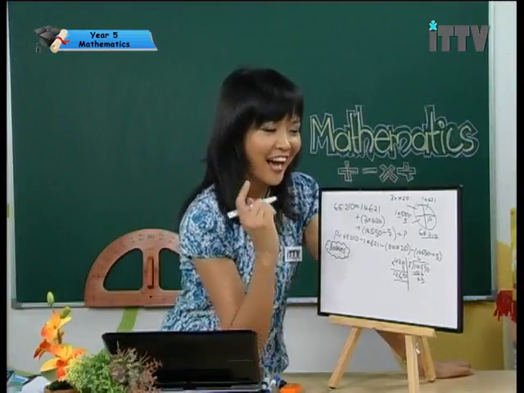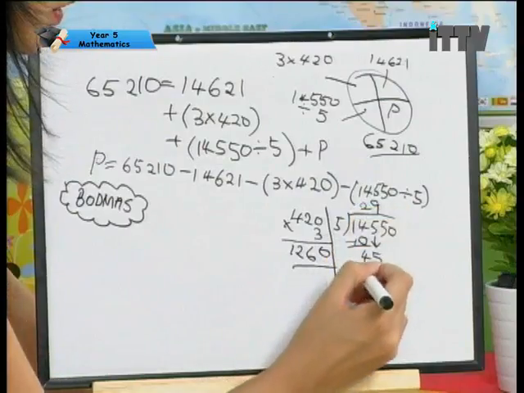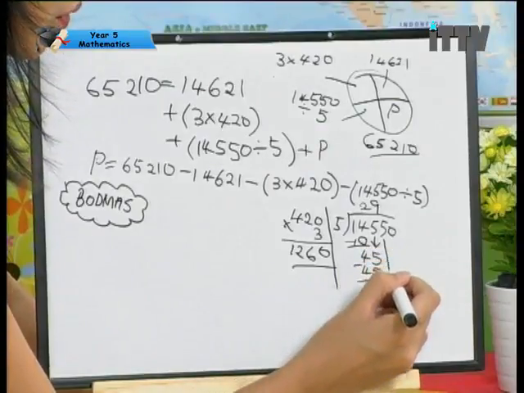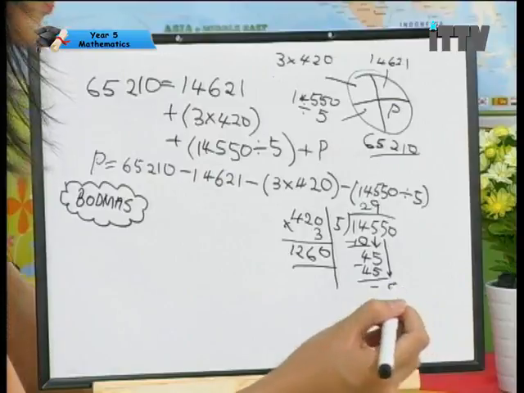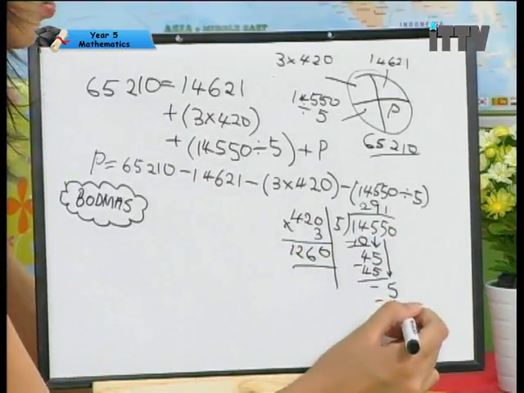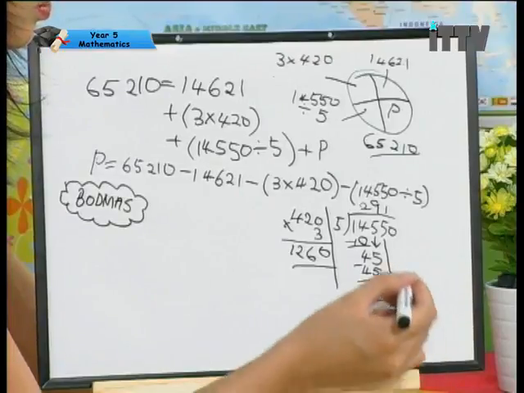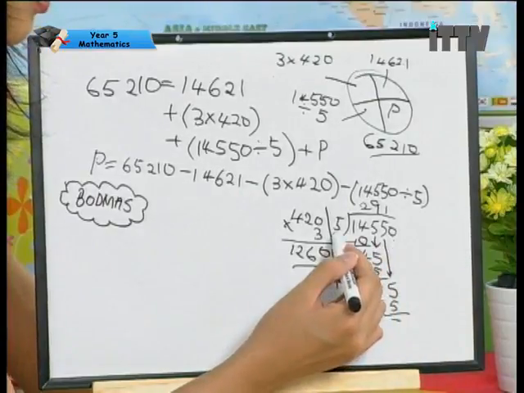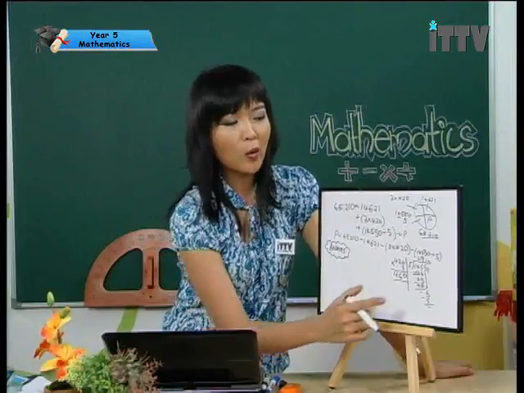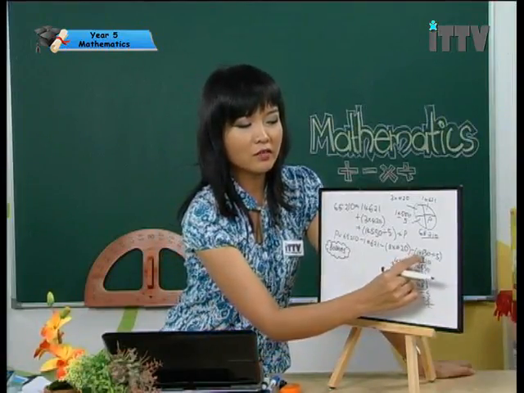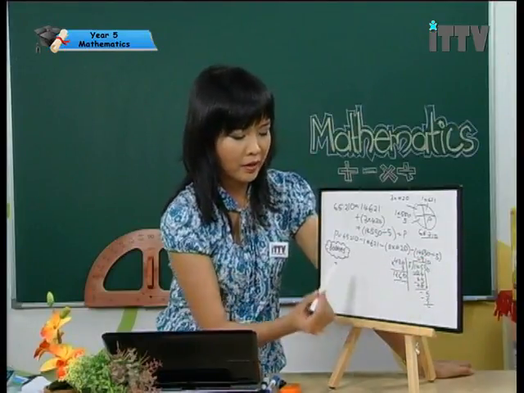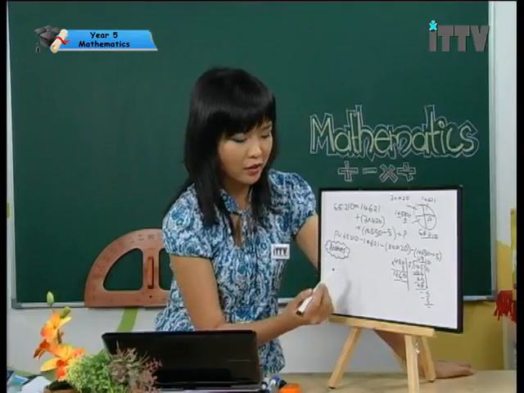9. Yes. So, minus 45 here. 0. Bring down 5 divided by 5. Simple one. Minus 5. Nothing. Okay, 0 cannot be divided by 5, so we put a 0 over here. So now, we know that 14,550 divided by 5 is 2910. Let's go back to the question over here.